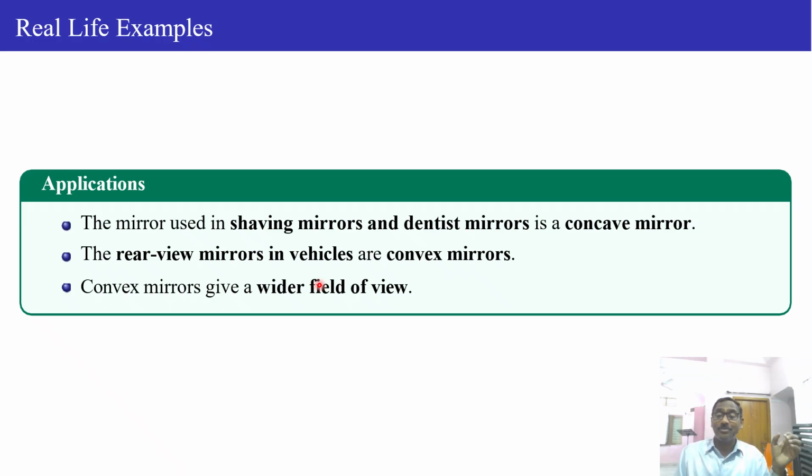Rear view mirrors. What do we use as rear view mirrors? A convex mirror. What will the convex mirror do? It will cover a wider field of view. It will show a wider field of view. That's why we are using a convex mirror as a rear view mirror. So convex mirrors give a wider field of view.